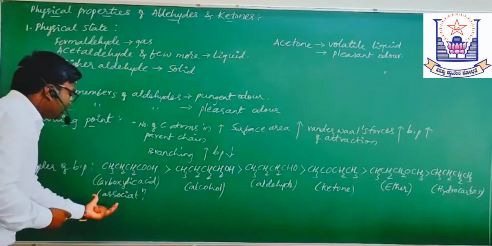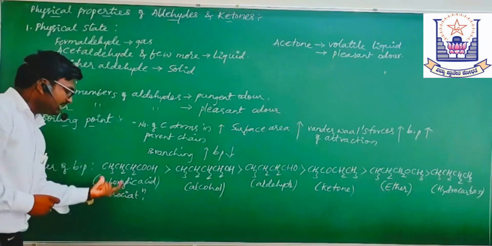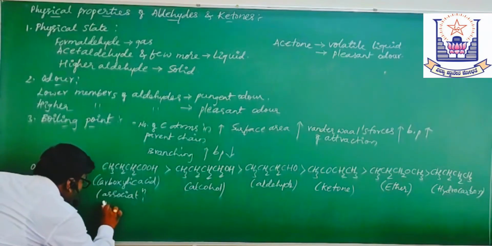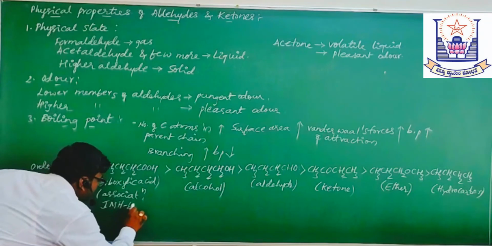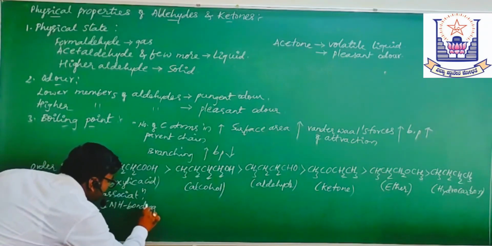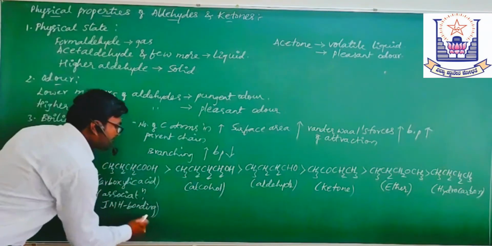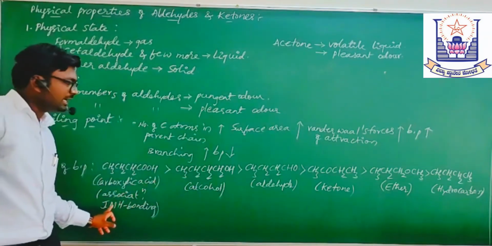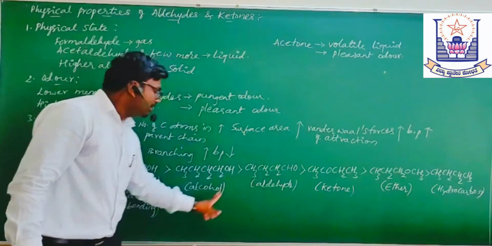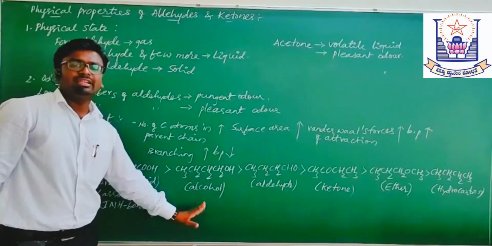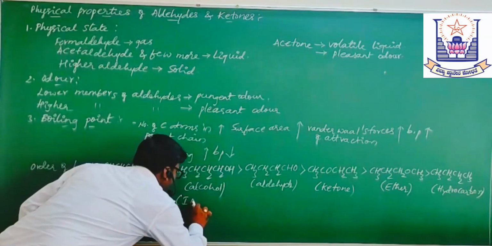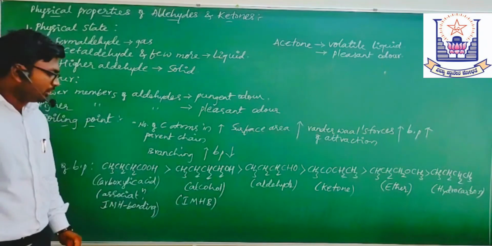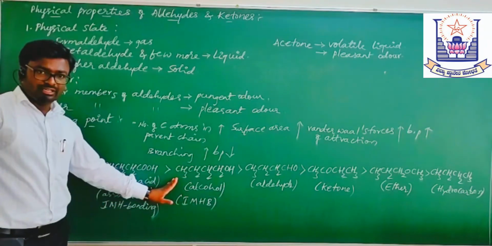Okay. Here, what is the reason for the high BP of the carboxylic acid? The molecules are undergoing association because of the presence of intermolecular hydrogen bonding. Okay. And why is the BP of alcohol less than carboxylic acid or greater than the aldehyde? Because it is having only the intermolecular hydrogen bonding and it cannot undergo the association.